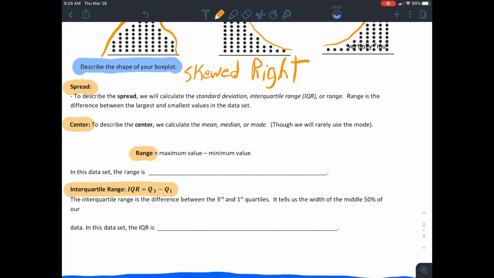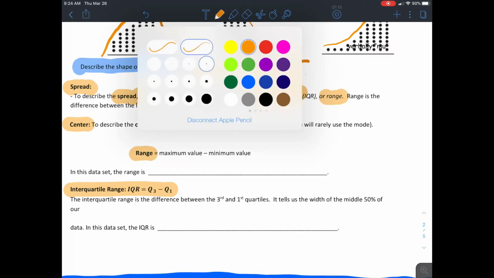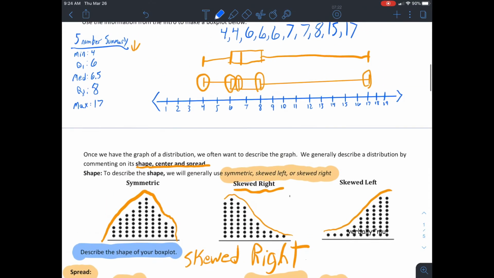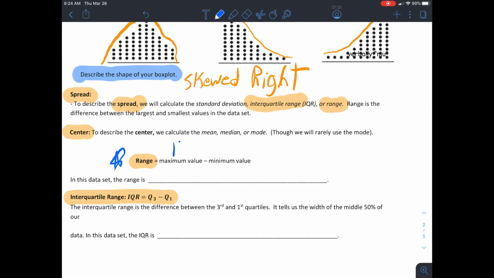Next, we have the spread. To describe spread, we calculate the interquartile range, or the range, as we talked about earlier this week. The range is the difference between the largest and smallest data values in a set. Range is maximum minus minimum. What was our maximum value again? 17, and our minimum was 4. So 17 minus 4 equals 13. So in this data set, the range would be 13.